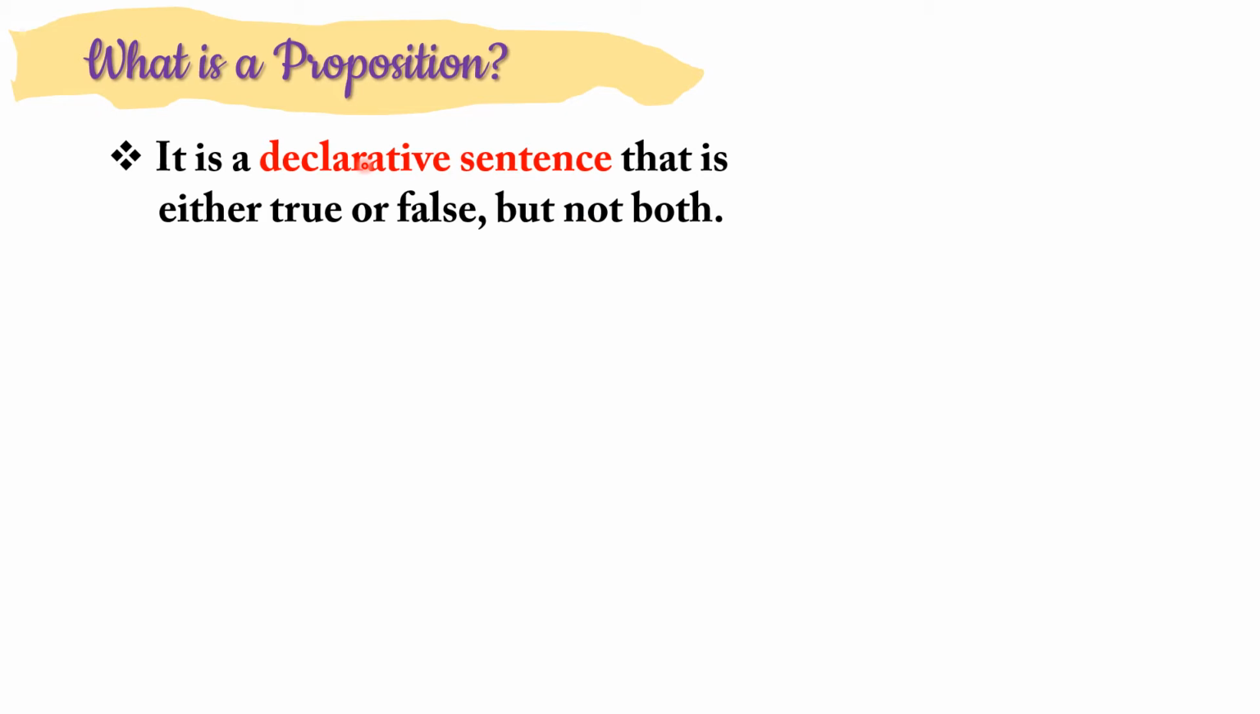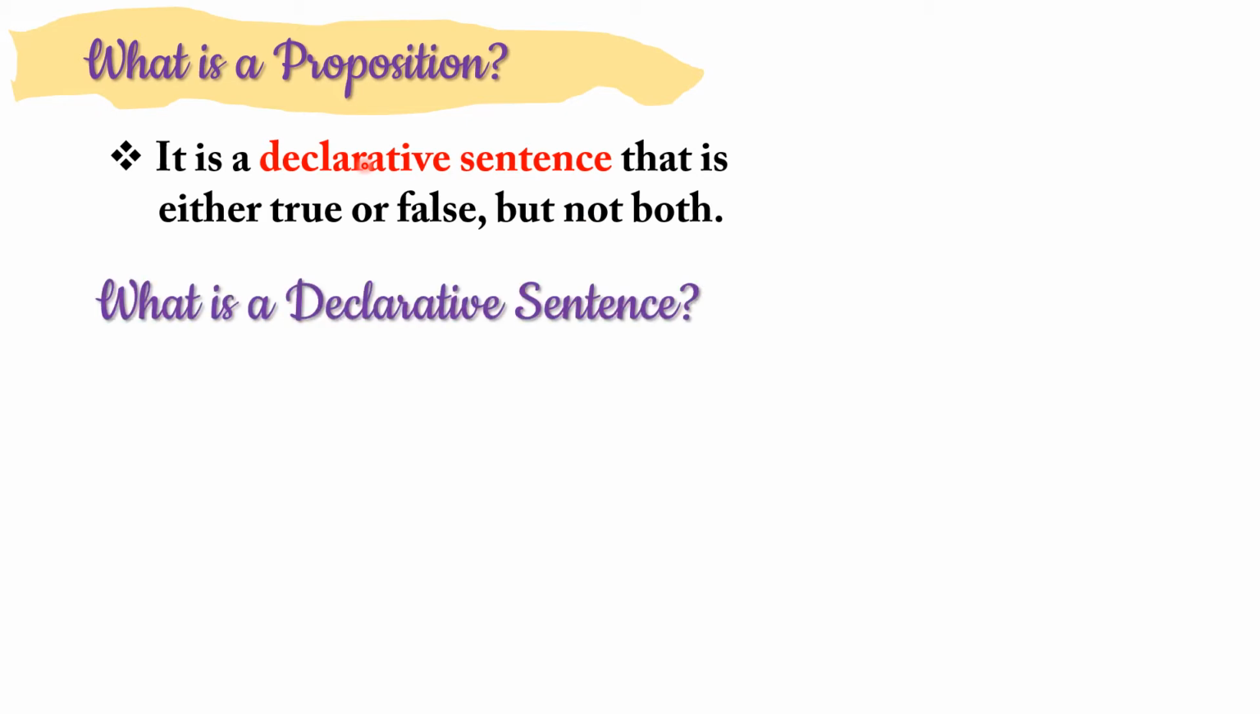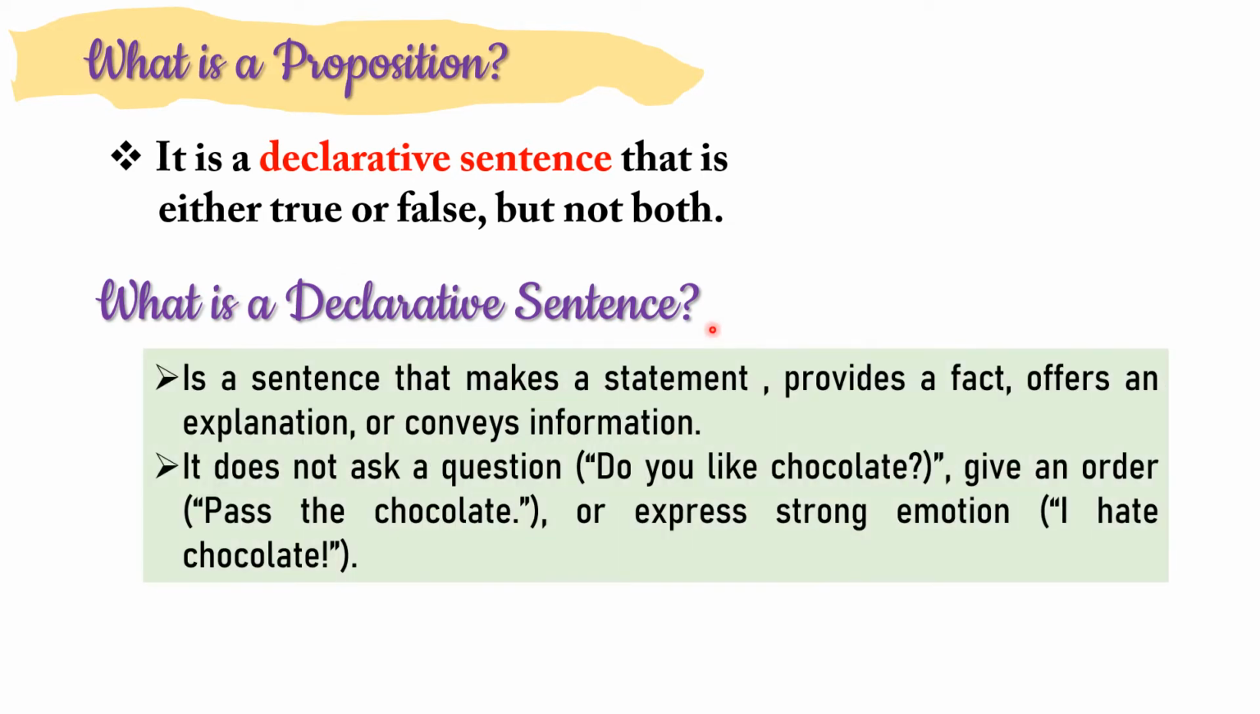Now, let us define declarative sentence to fully understand what proposition is. Declarative sentence is a sentence that makes a statement. So, it states something. It also provides a fact. So, there's a fact on that sentence. It also offers an explanation. So, it explains something. Or, it even conveys information. So, the sentence is informing something.